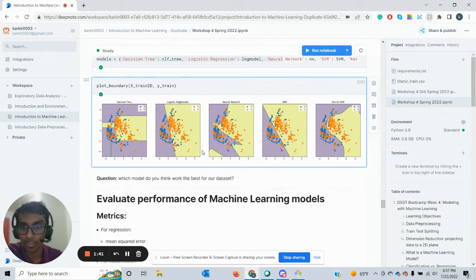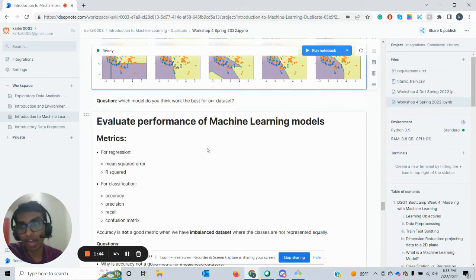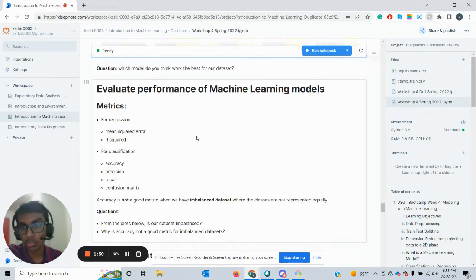Okay, so now that we have a visual depiction of how our model did, let's have some metrics that evaluate the performance of the machine learning models. What are the metrics that you should use? Well, it depends on regression versus classification. In regression, mean squared error and R squared are pretty good metrics to start off with. For classification, accuracy, precision, recall, and something called the confusion matrix are very good.